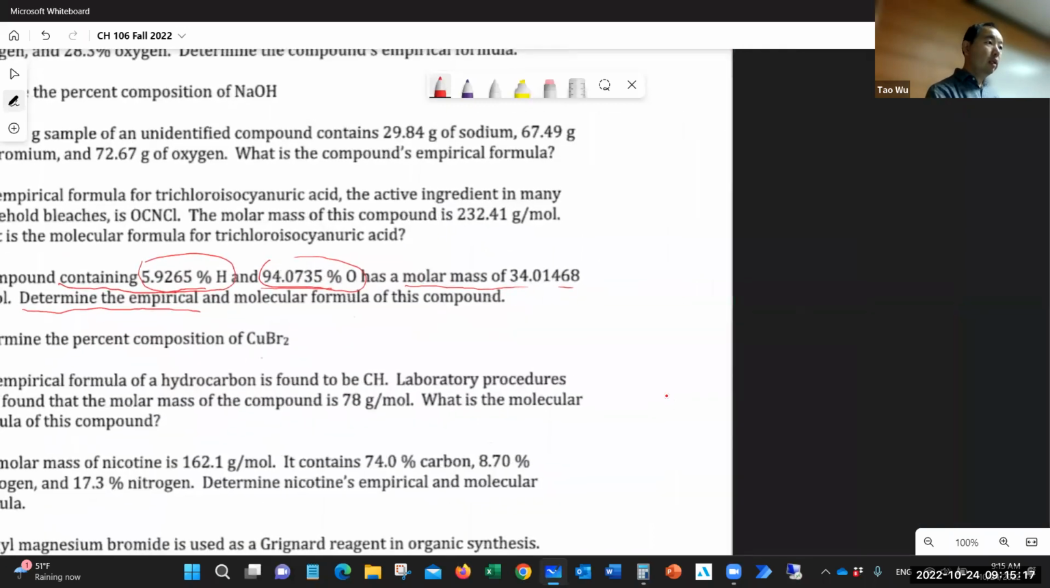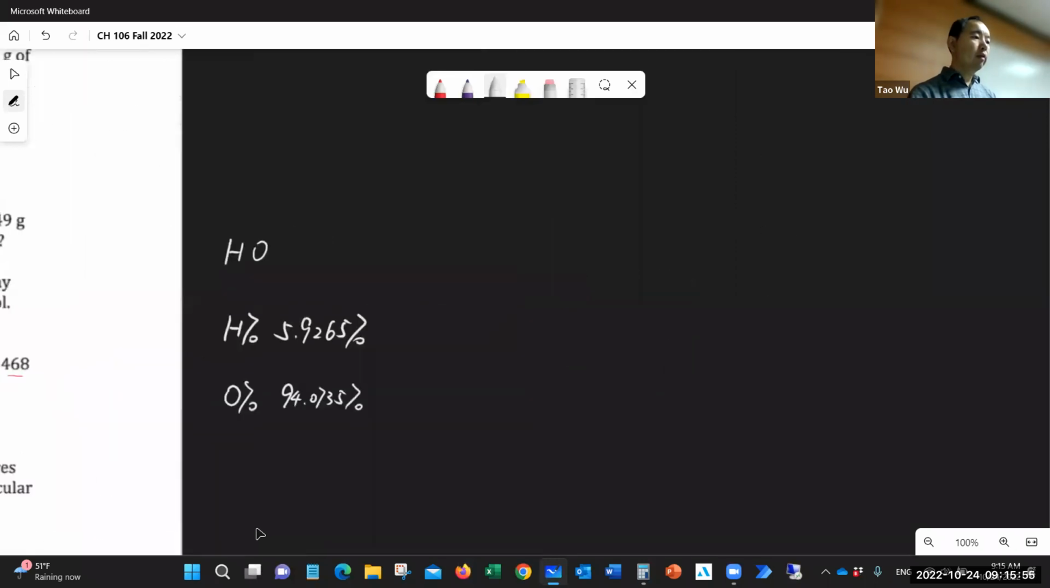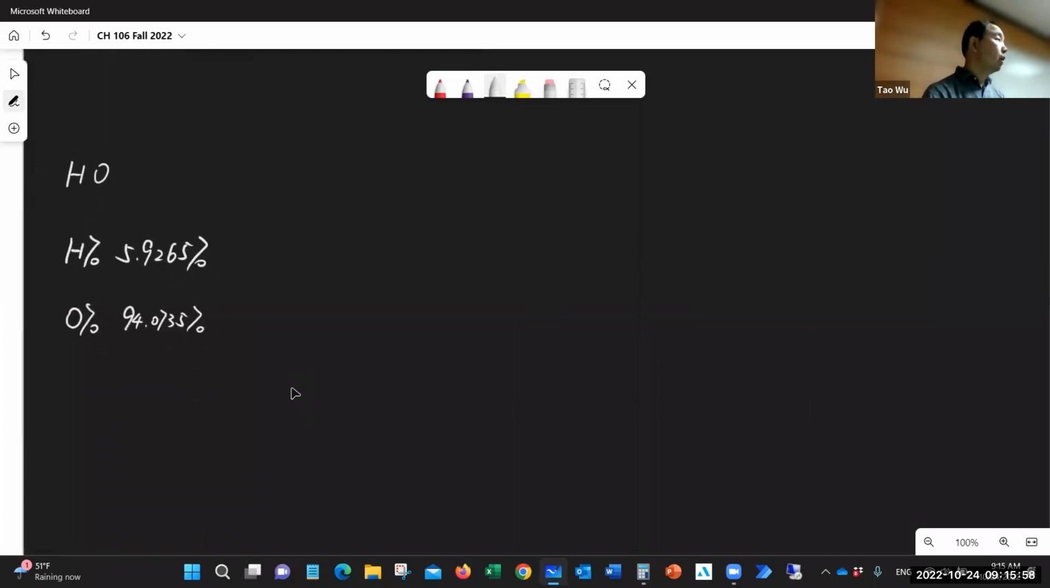So let me just write down those numbers. Generally, this compound is made of only two things, right? It's made of hydrogen and oxygen. Now we write what is the hydrogen percent and the oxygen percent. So hydrogen, we have 5.9265%. And oxygen, we have 94.0735%. Okay, so we have the percentages. Let's just do the calculation.